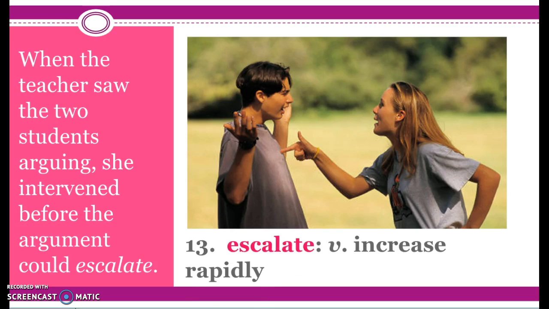Your next word is escalate. Escalate is a verb meaning to increase rapidly. When the teacher saw the two students arguing, she intervened before the argument could escalate. Escalate.